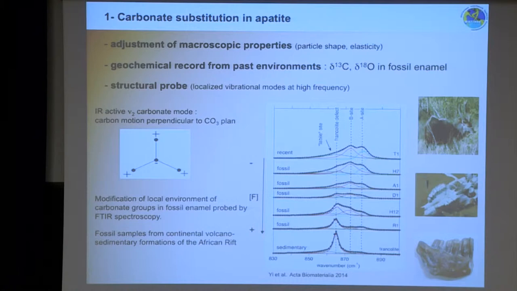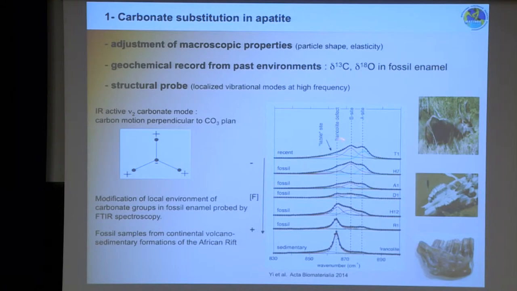We are mostly interested in the transformation of the biologic material during fossilization and during geological times. An interesting property of carbonate is that it presents very localized vibrational modes at high frequency, so you can use infrared active vibrational modes, in particular the mode in which the carbon atom moves perpendicularly to the carbonate plane. This relatively weak band is not affected by macroscopic electrostatic effects, and it is a real probe of the microscopic atomic scale modification of the structure.